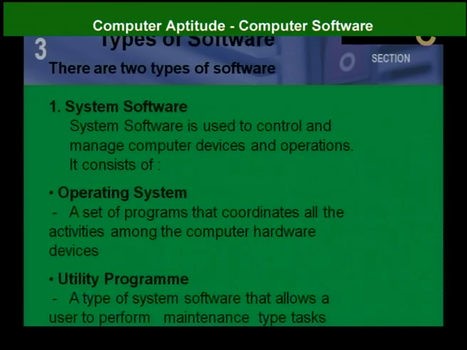Utility program is a type of system software that allows a user to perform maintenance-type tasks. A utility program is nothing but a set of instructions, a set of softwares, that is used to manage some other application. So here is the picture.